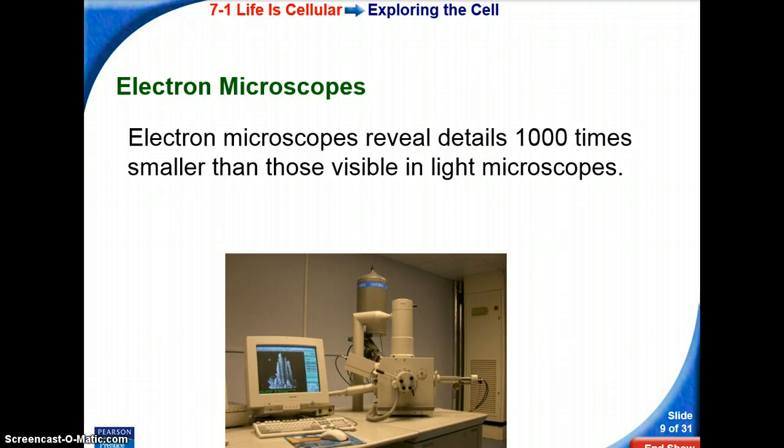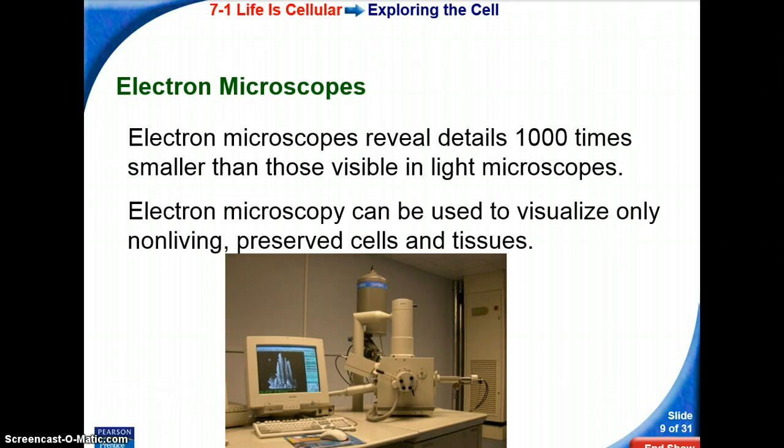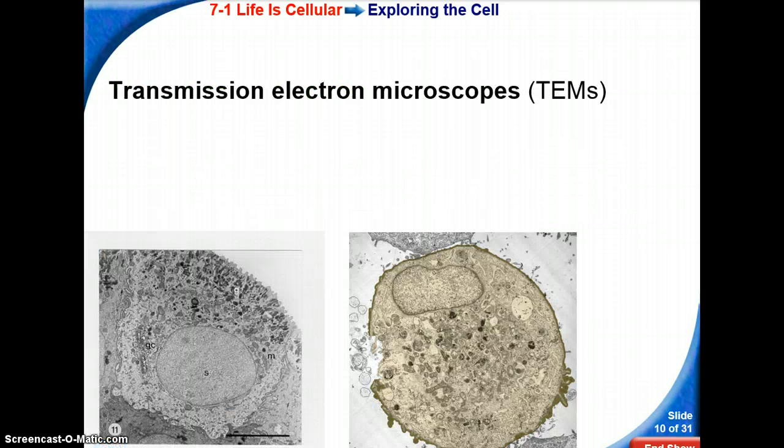So the light microscope is just the same type of microscope you would have used in an elementary or middle school science class to look at cells on slides. This electron microscope can be used to visualize only non-living preserved cells and tissues. So only things that are no longer living and that have been preserved and put on the slides. Nothing living can be looked at in these electron microscopes.